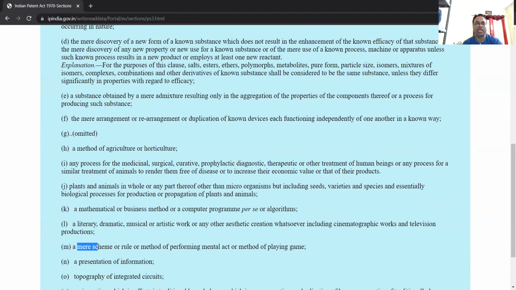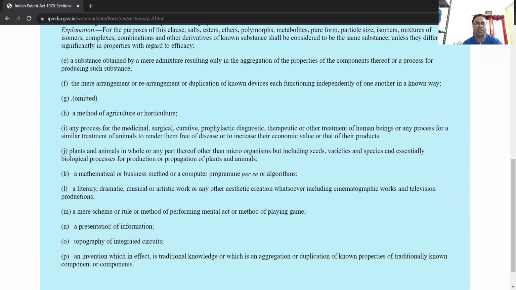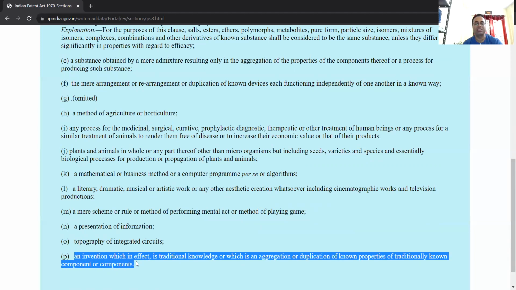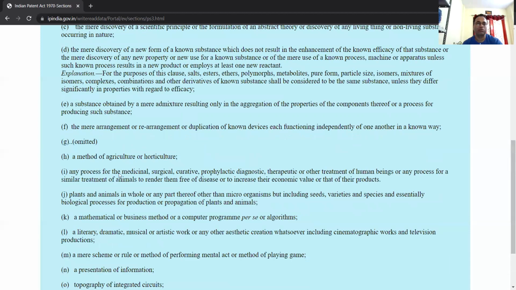M for mental act. N for presentations. So N comes in last. So presentations. And O for topography. So TO topography. And P for Purana. So in Hindi language, you say Purana. Purana means traditional. So this is how, in a very shortcut way, I remember those.